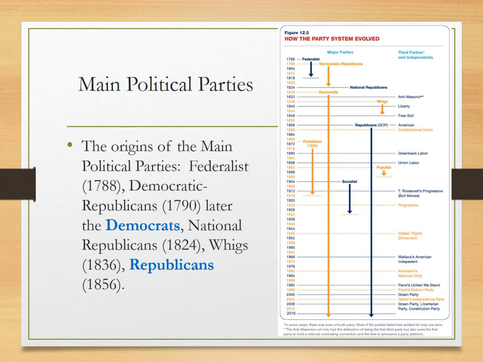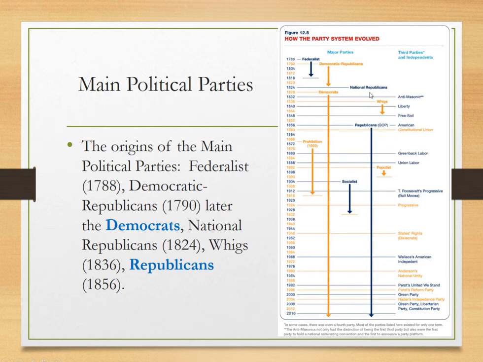So a timeline labeled How the Party System Evolved shows the evolution of the modern day two parties as well as third parties and independents. In 1788, the Federalist Party was formed and was the only major party in existence until the formation of the Democratic Republicans in 1790. The Federalist Party began to decline in power, leaving the Democratic Republicans as the only major party until 1828, when they rebranded themselves the Democrats.